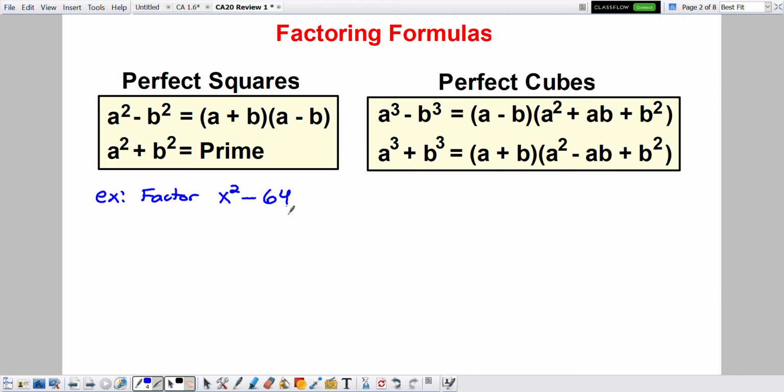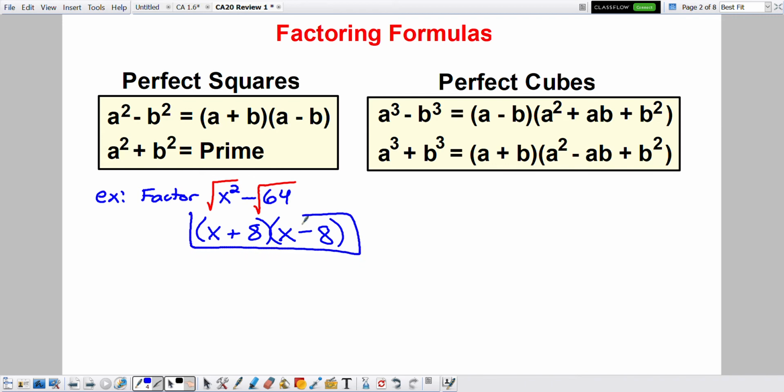If you can recognize that 64 is a perfect square because you know the square root of 64 is 8, and it's being subtracted, you can solve this pretty easily. You just take the square root of the first term and the second term, and you would get x, and then you'd get 8. You put that in a parenthesis, you start another parenthesis, you put x and you put 8, and then one of these is a plus and the other one's a minus. It has to be one positive, one negative, it doesn't matter the order. That's all you have to do to factor a difference of two squares.